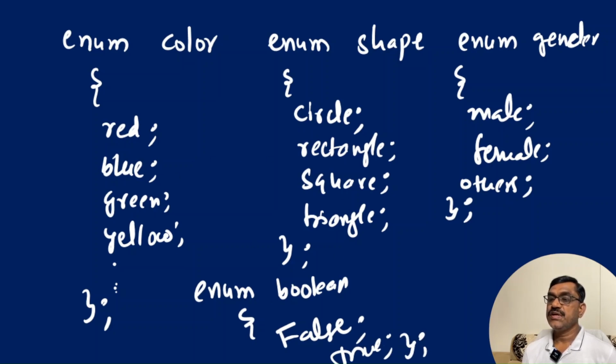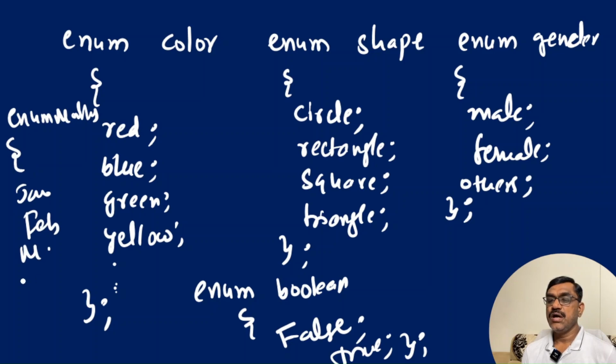So these are the different types of examples, or we can use another example, enum months. Here you can take January, February, March up to December. These are some examples, or I can say there are some examples which are mainly used for the enumeration type.